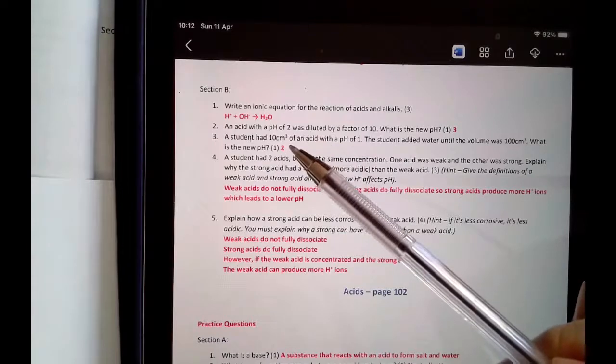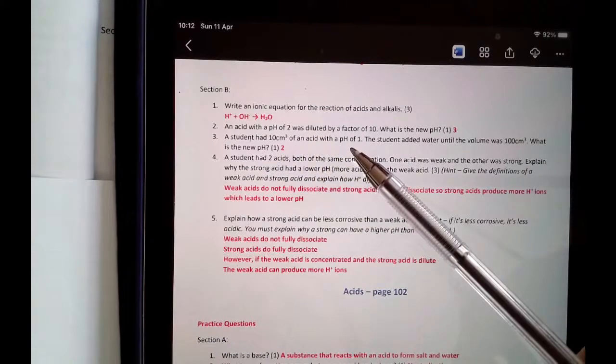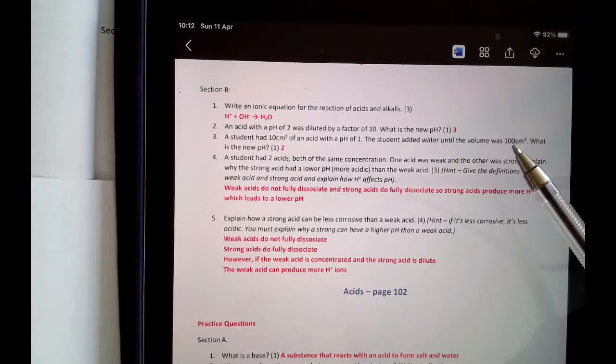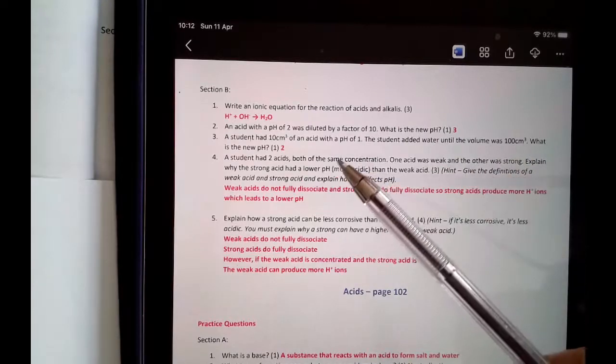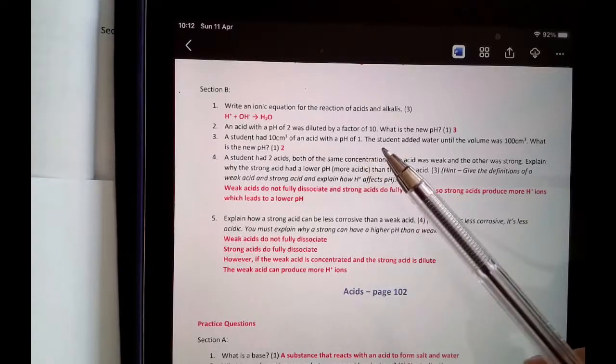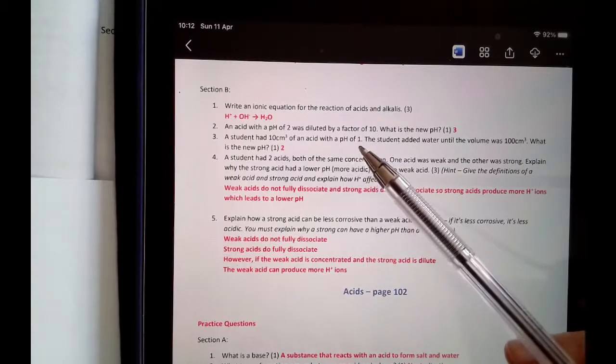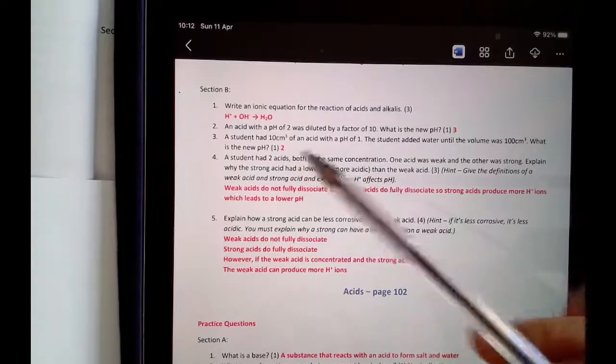A student has 10 centimeter cubed of an acid with a pH of 1. You're adding water until the volume is 100, so you're diluting by a factor of 10. If you're adding water, you're going to be increasing that pH. You're diluted by a factor of 10, so you increase by 1.